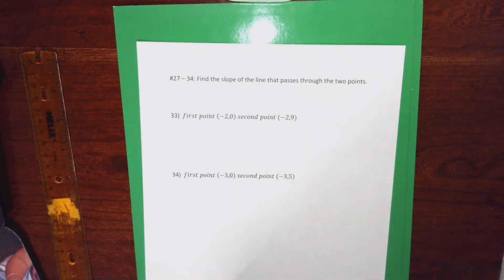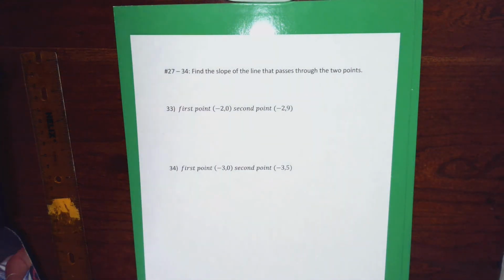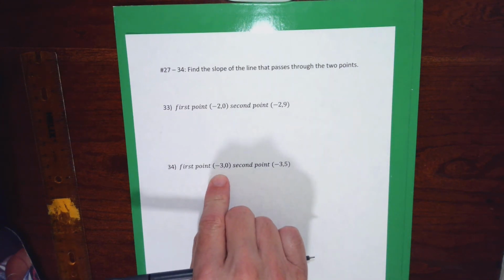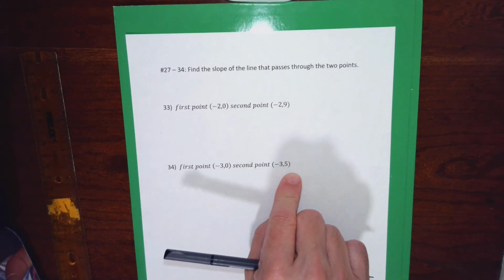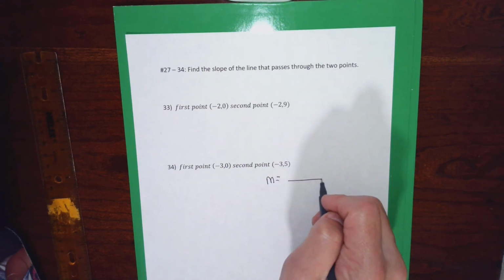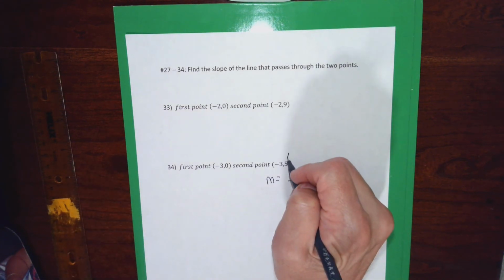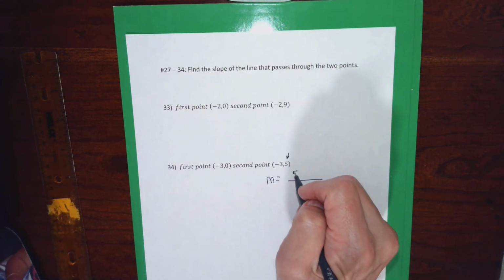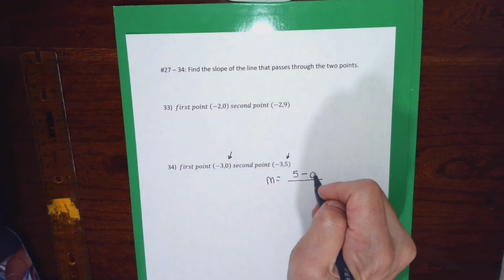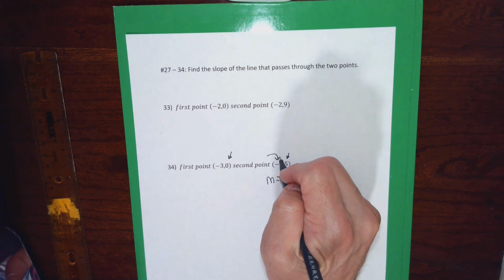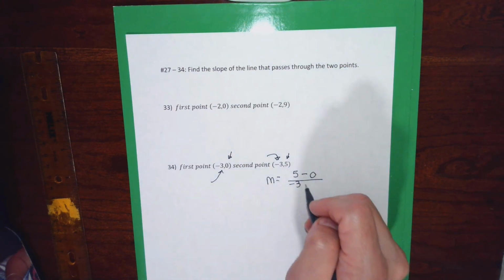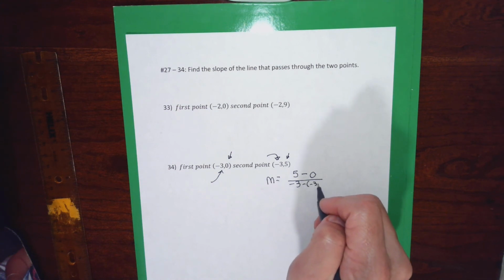Last one, and we'll be done with this part of the video. In question 34, find the slope of the line that goes through the first point, negative 3, 0, and the second point, negative 3, 5. Slope is a fraction: in the numerator, the y coordinate of the second point minus the y coordinate of the first point. In the denominator, the x coordinate of the second point minus the x coordinate of the first point.